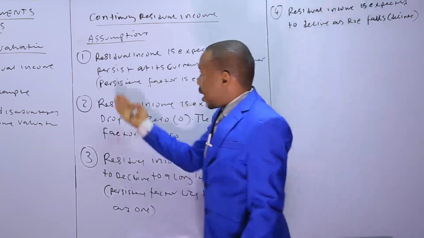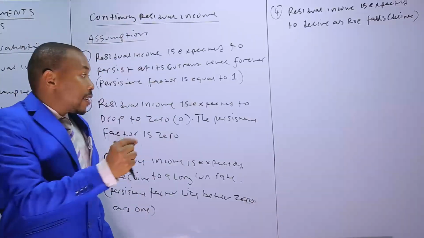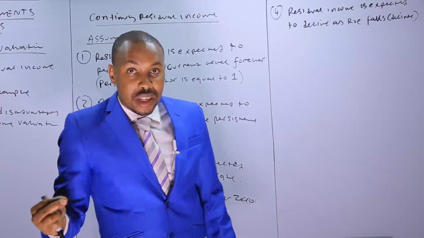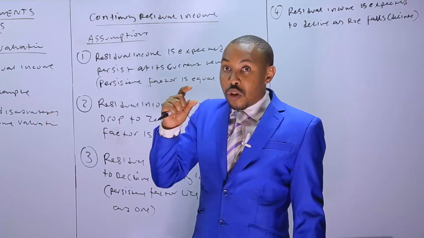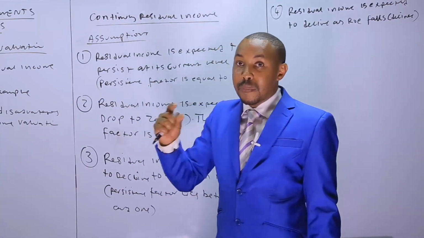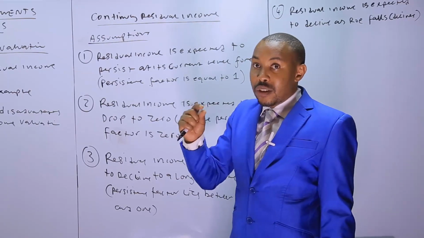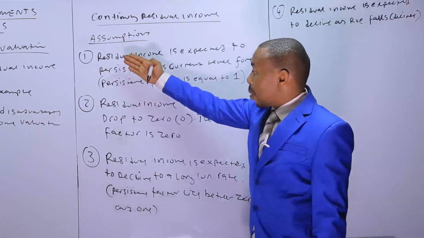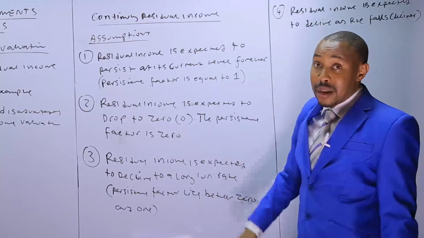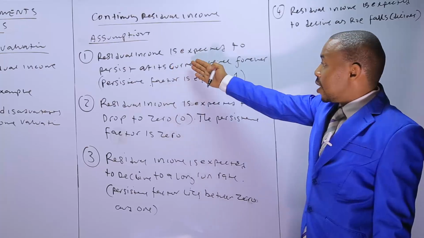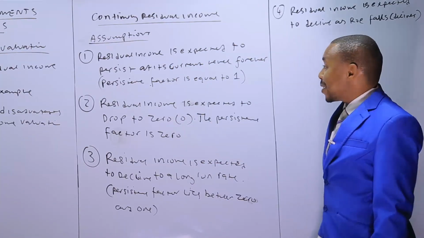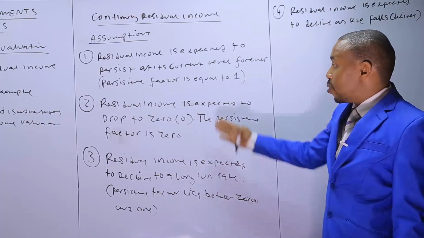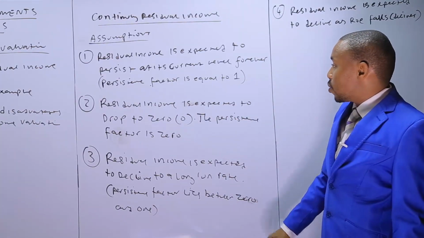So as I said, I'll just recap. Estimating the future residual income usually poses some challenges within the financial services industry. So trying to estimate the present value of future residual income will mean that you have to apply some of these 4 assumptions. Either, number 1, residual income is expected to persist at its current level forever. That means the persistence factor is equal to 1. I'll demonstrate that using an example.